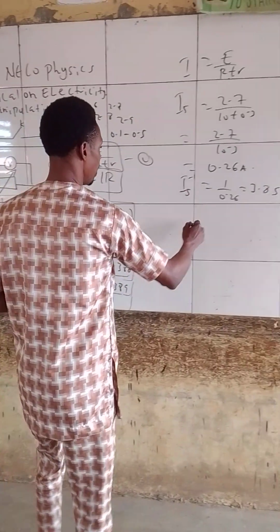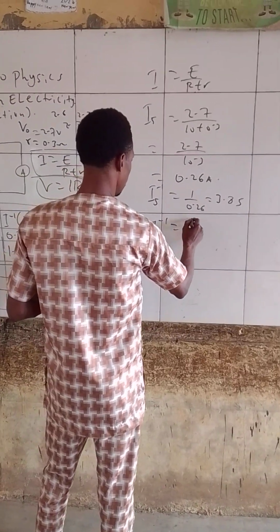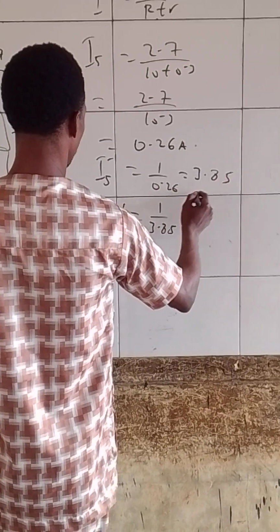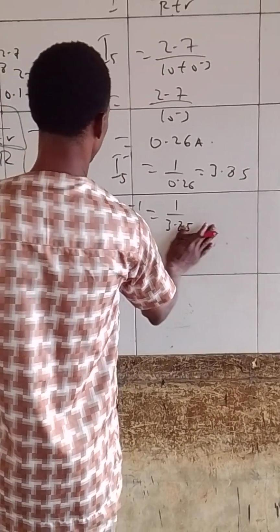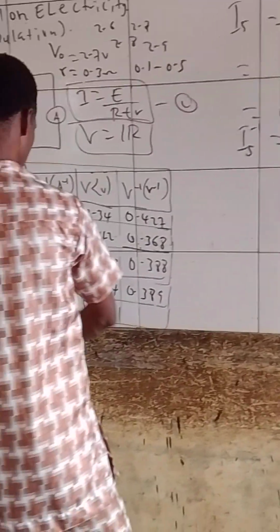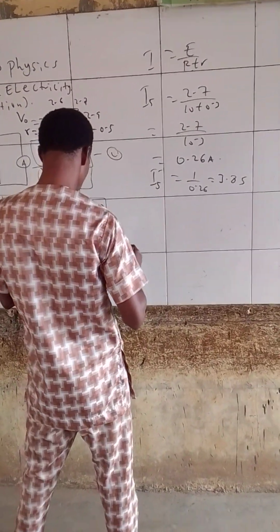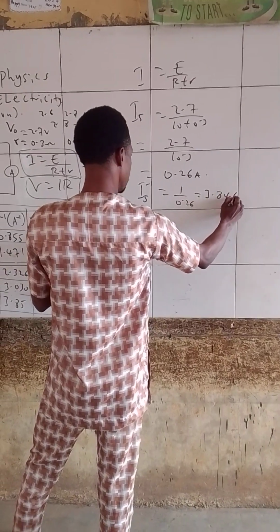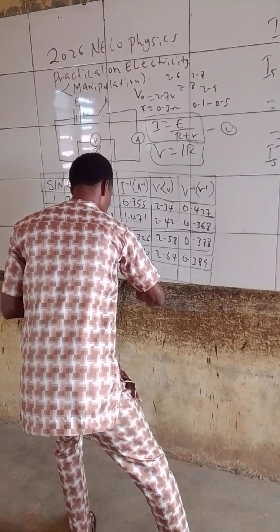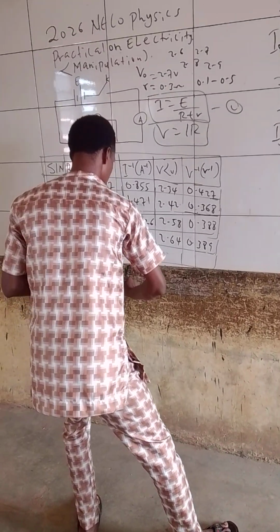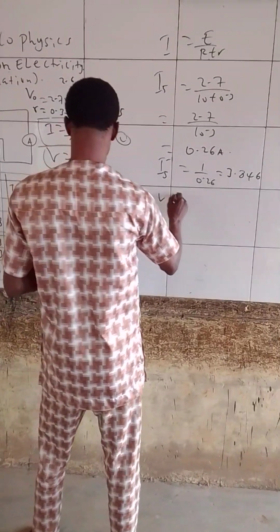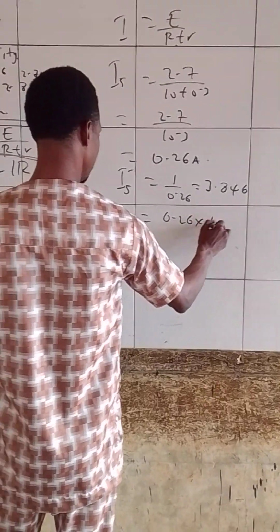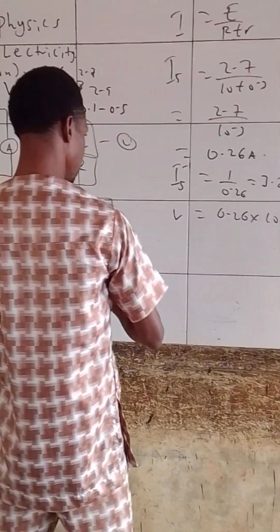I'll find the inverse of my current, that is 1 over 3.85. This is the inverse of my current, and let's put it in 3 decimal places. So this one will now be 0.260. I'll find my voltage now. Voltage equals I times R. What is my I? 0.26 times my resistance, that is 10.